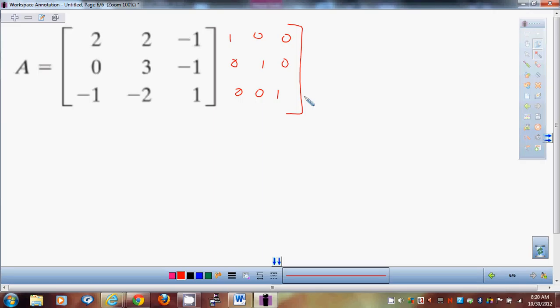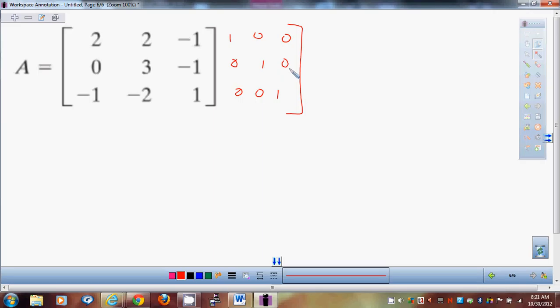My natural instinct is to try to get a 1 in that top left corner. Personally, I would start this by doing row 1 and switching it with row 3. That way I've already got a 1 up there. Yes, it might change later, but you don't have to.